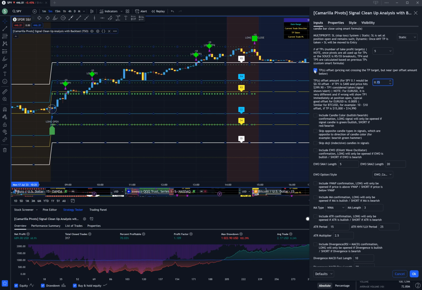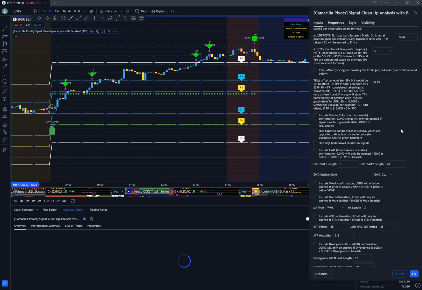So it's all explained here. You're always going to see that it's slightly moved away. If the take profit is just gone from the screen, then double check the number. That's probably incorrect. So let's turn it off.